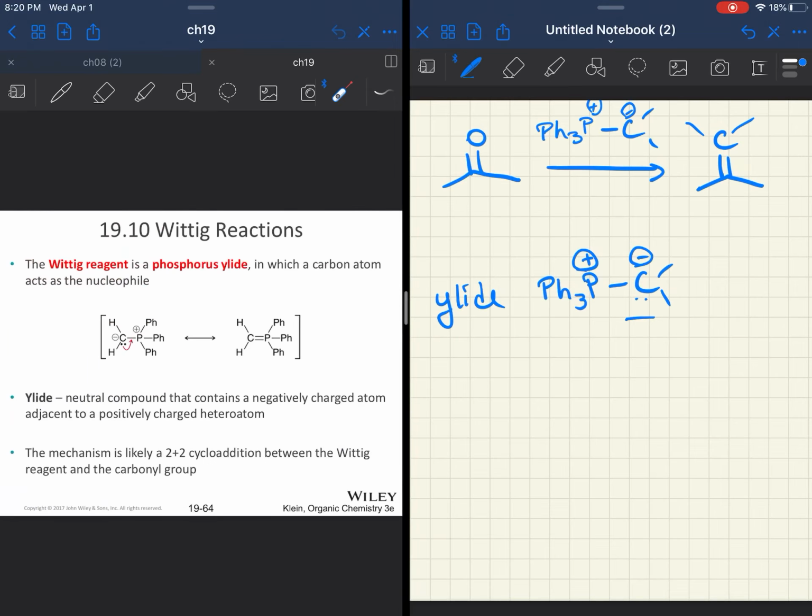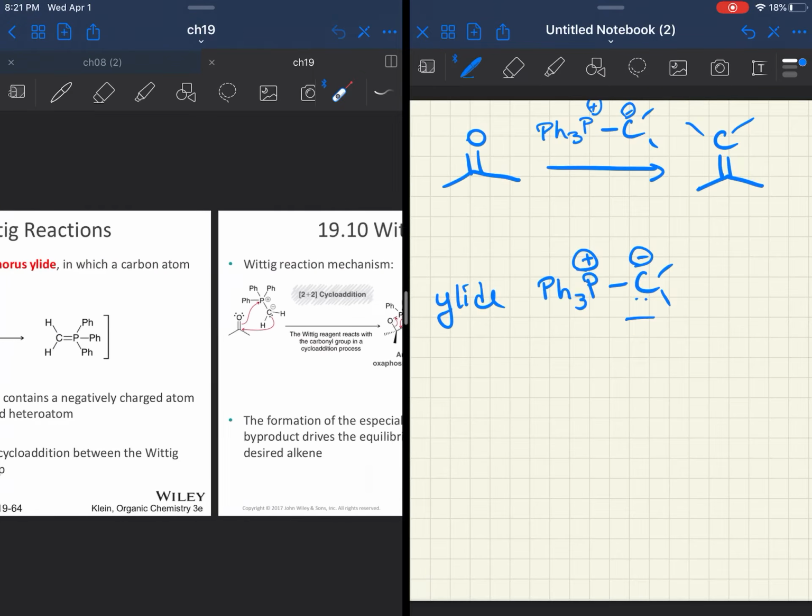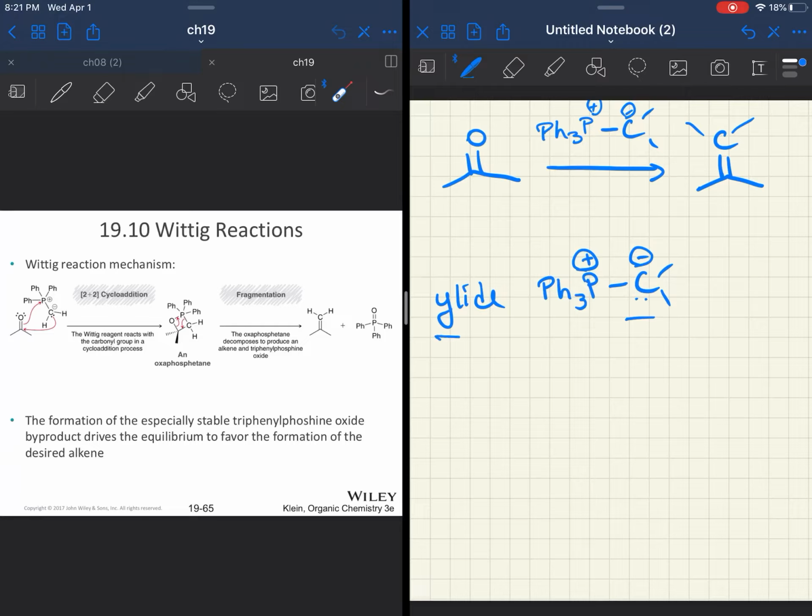The reason that we talk about it looking like this is because the phosphorus and the carbon are in different rows of the periodic table, so the p orbitals involved in the double bond are different sizes, so you don't get as effective of an overlap. We are going to take a look at this mechanism. This part of the mechanism is what you're going to be responsible for with Wittig.